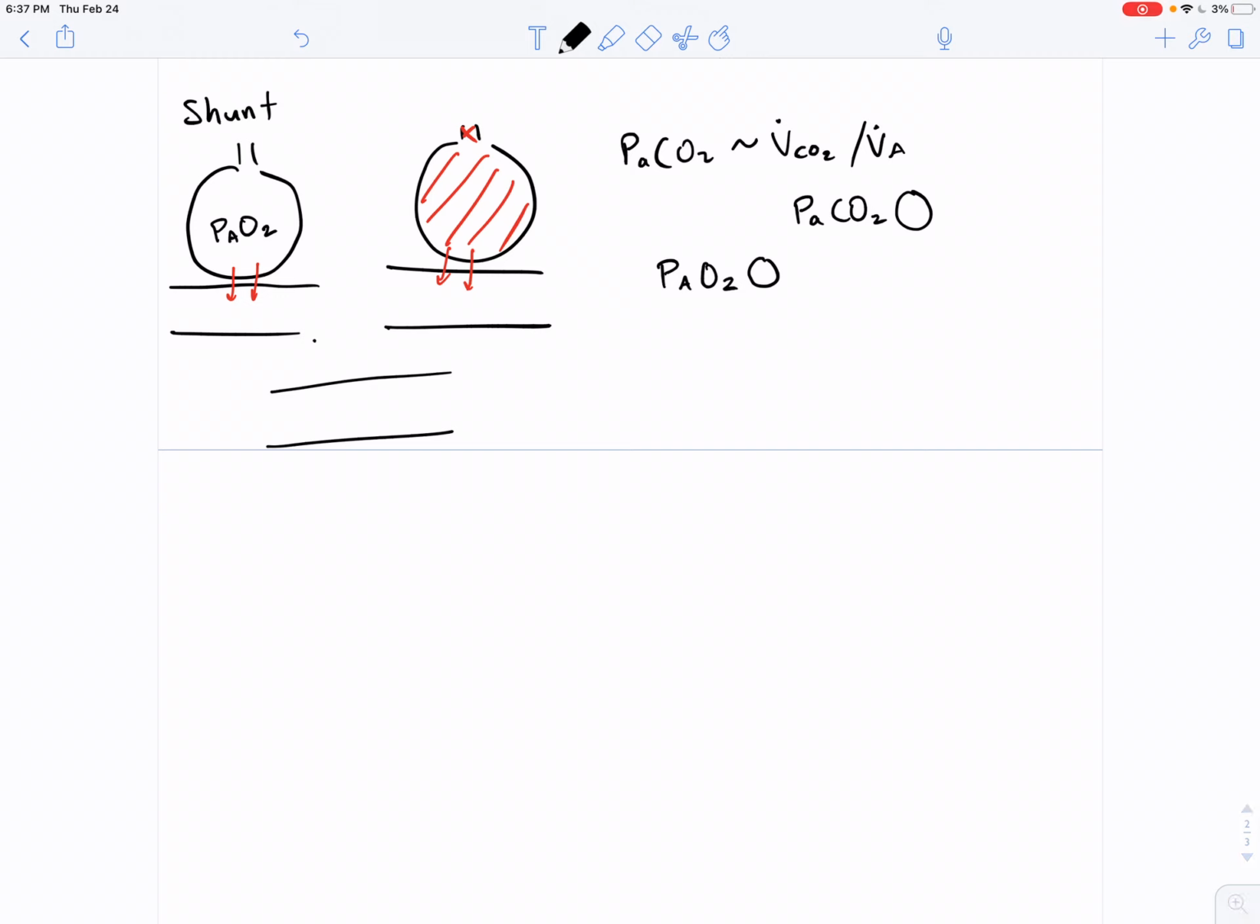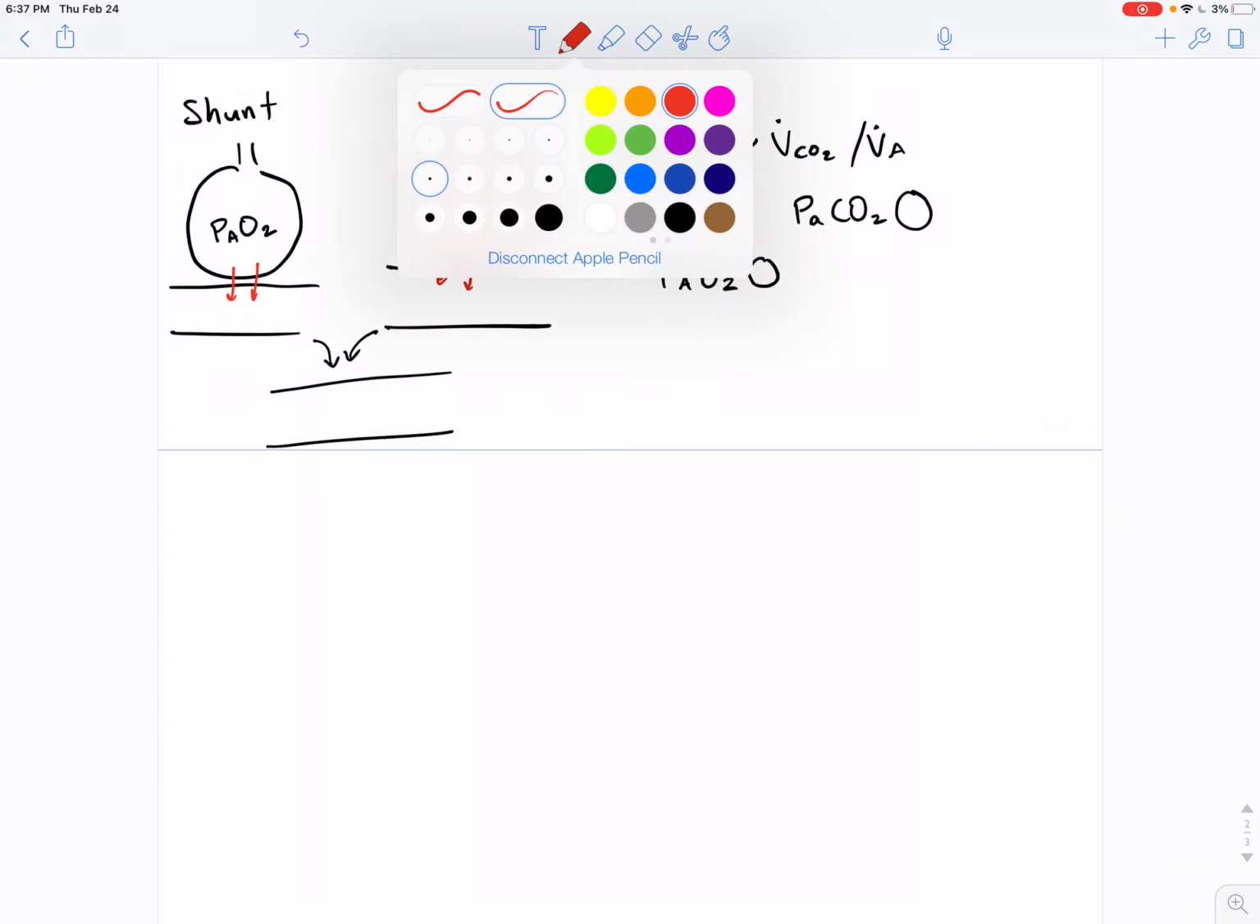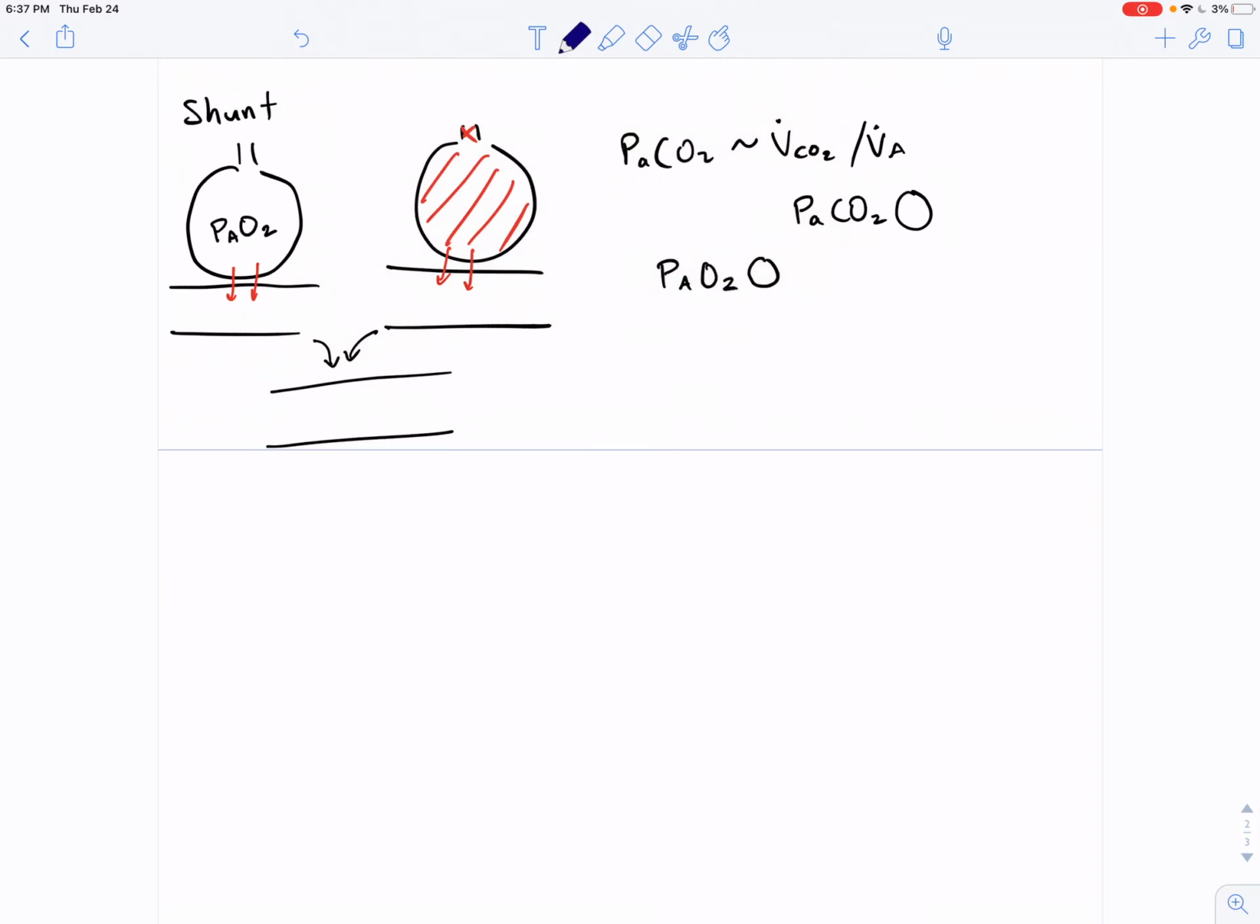Right? So these two are going to combine and go into our main artery, our main pulmonary vein, I guess, and end up on our arterial side. And so what happens when we mix these things? So remember, oxygen is not only dissolved in the blood, right? So I'm going to draw oxygens now as these little purple dots.